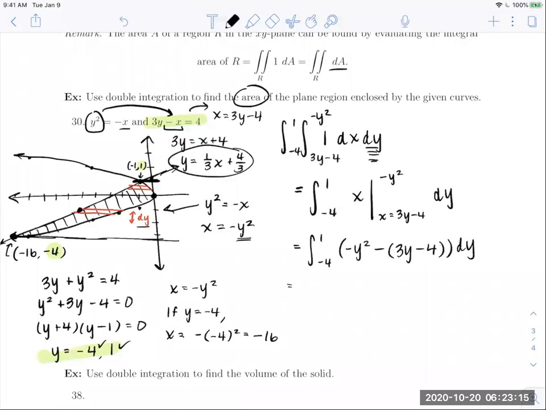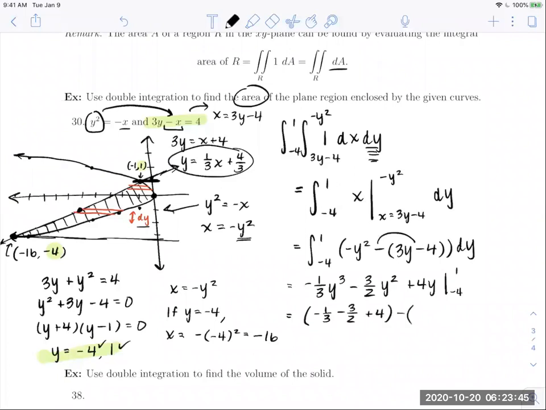This is going to give me a -1/3 y cubed minus 3 halves y squared. Remember to distribute that negative to the 4. It becomes positive 4y from negative 4 to 1. And now just plug in all of your values using the fundamental theorem of calculus. So when I plug in 1, I have negative 1/3 minus 3 halves plus 4.